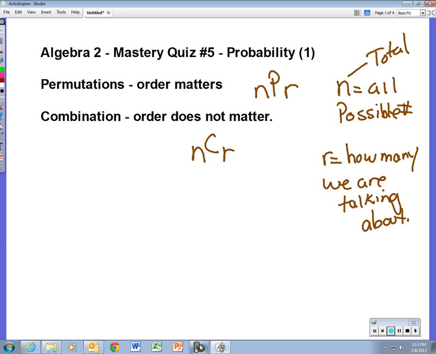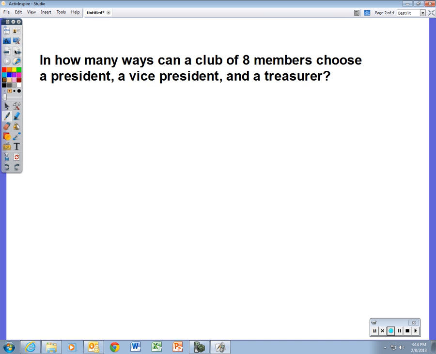All right, so again, permutation, order matters. Combination, order does not matter. n is the total, all the possible numbers, or how many there are. r represents how many we are talking about. All right, so our first example.